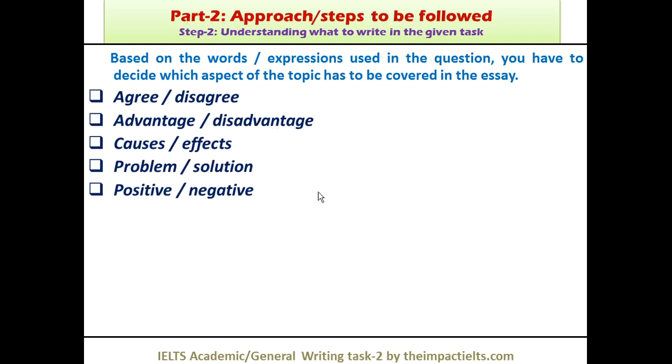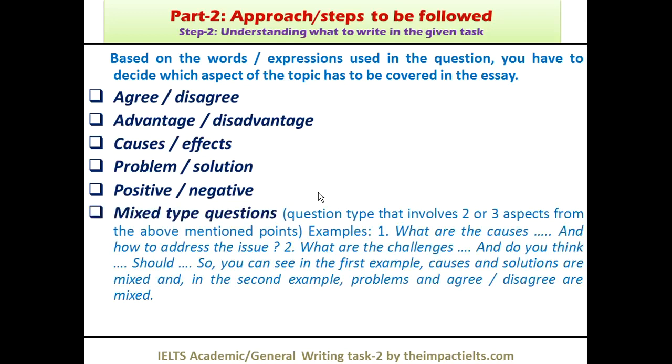So I'm just showing you what exactly will be the terminology that you will get, so that you immediately catch what you have to do. You'll say, okay, I have to talk about the advantage and disadvantage. And then the next moment, is it opinion or discussion? Okay, it's opinion, it's discussion, whatever. So let's try to understand.